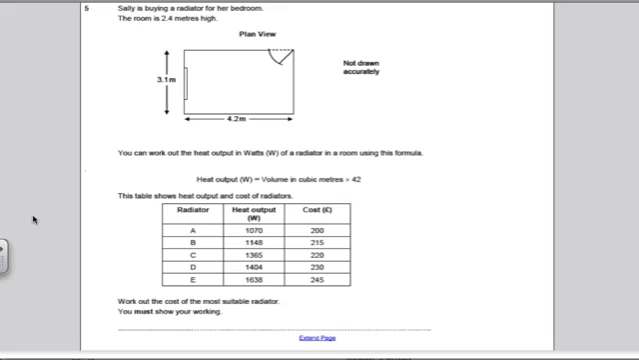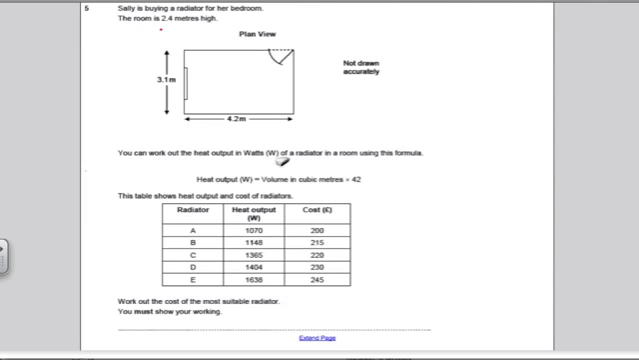Okay, so let's have a go through this. Sally's buying a radiator for her bedroom. Her room is 2.4 meters high. The plan gives you the bird's eye view, but we know that if this was three-dimensional, the room is actually 2.4 meters in height as well. So just remember that. It's 2.4 meters in height.